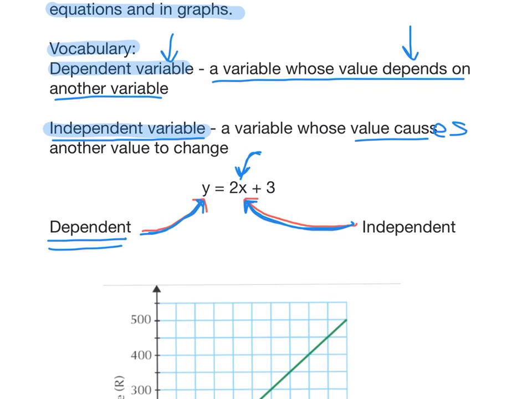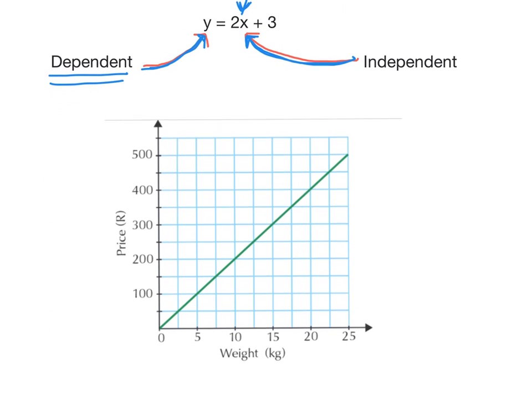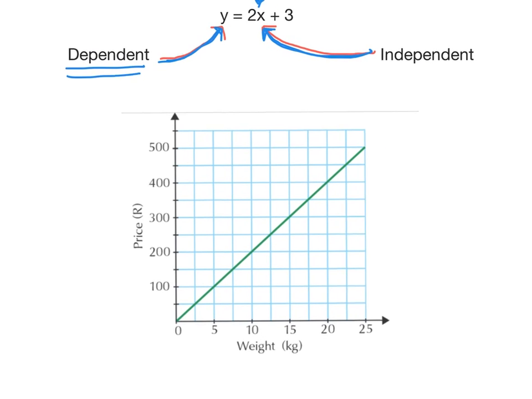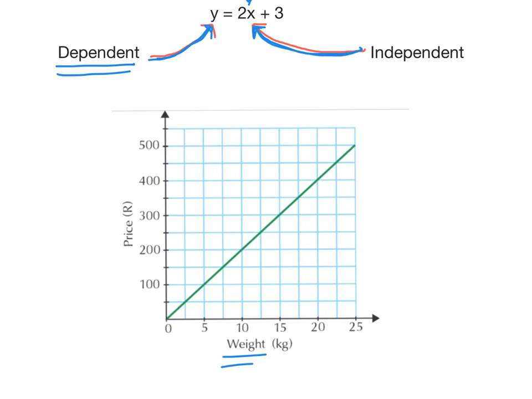Alright. If you're looking at a graph, you need to be able to identify where the independent and dependent variables are. So a graph will show the relationship between two variables. That's what a graph is for. That's what a coordinate grid is for. This graph we're looking at here is showing the relationship between weight and price, and they're calling the price R. Okay? So, do you think that the price depends on how much something weighs, or the weight of something depends on how much it costs?